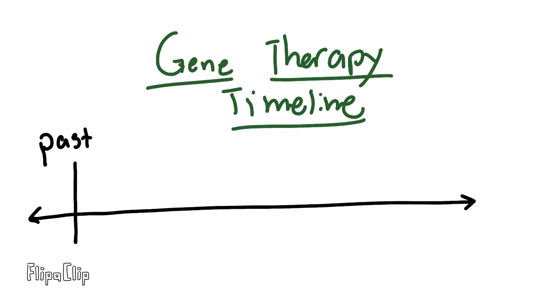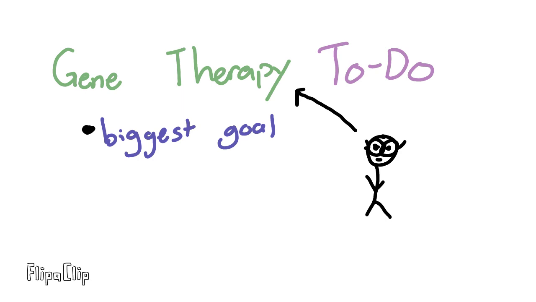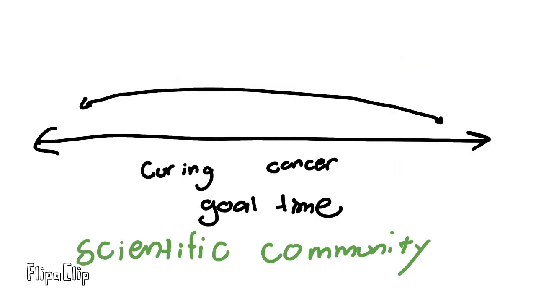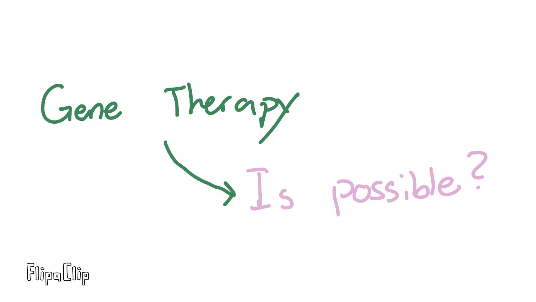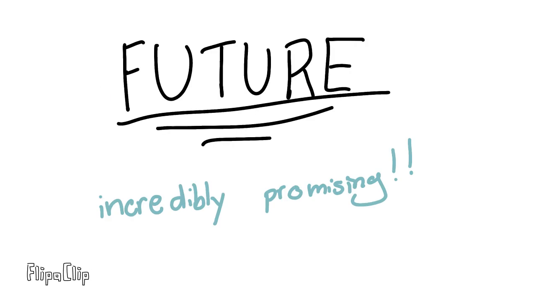Now, I've talked about gene therapy's past and present, but where do scientists think this could lead us in the future? The biggest goal of the scientific community with gene therapy is curing cancer. Curing cancer has been a goal of the scientific community for forever, and now because of gene therapy, it might be possible. After decades of effort put into gene therapy, the future of it is incredibly promising.